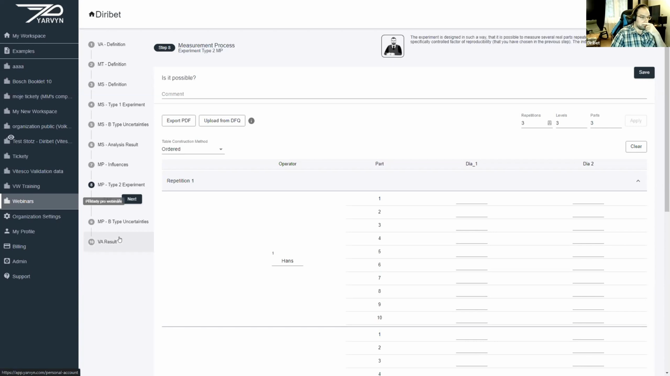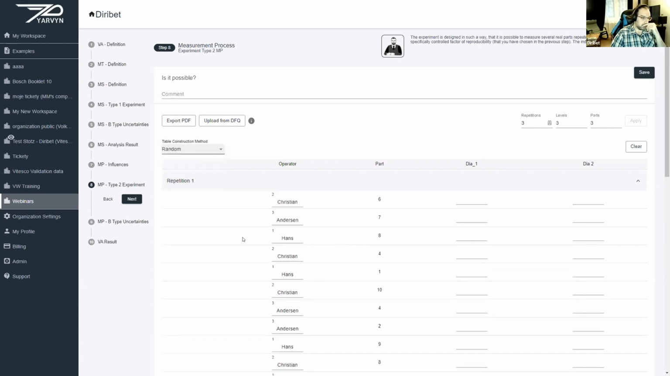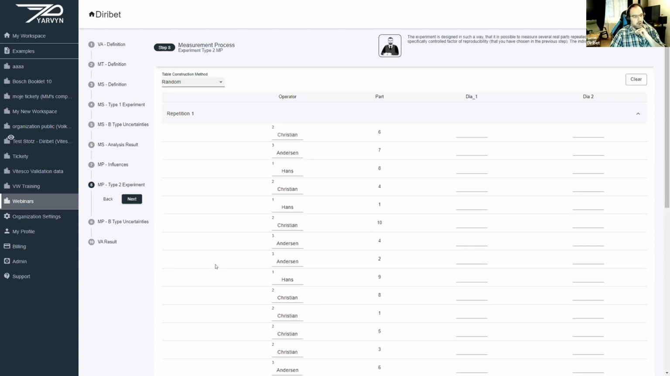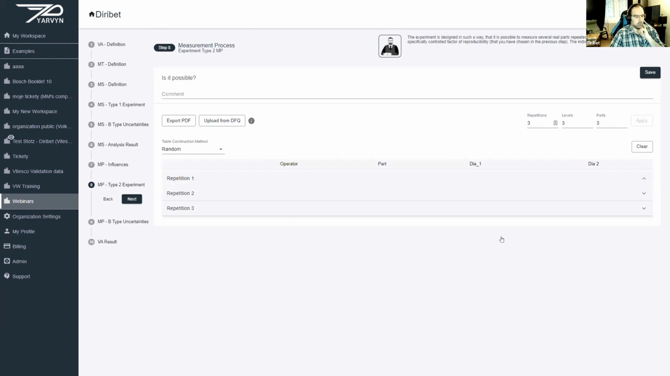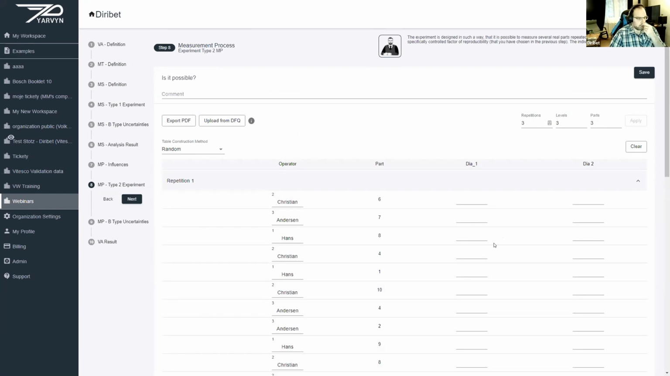And you can select how the table is constructed. For example, the standard definition from design of experiments is that the table is completely random. You can see that I have the operators in random order, the parts are in random order, and so for each repetition. So this is quite impractical because you can't always have the levels of the experiment in this randomness.